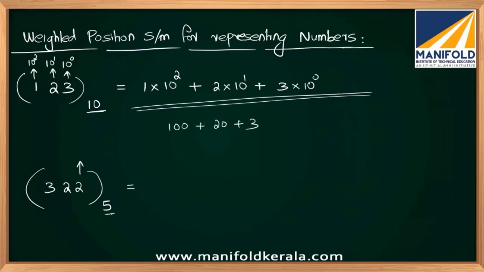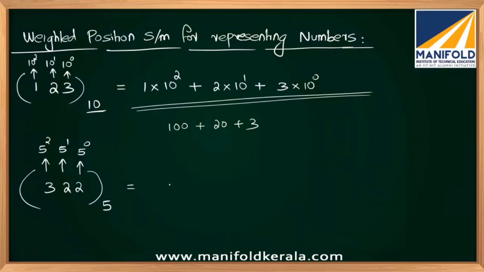If the base was 10, it was 10 raised to 0, then 10 raised to 1. Now what happens if the base is 5? What will be the weight of this particular position? It will be 5 raised to 0. Very good. And what about the next one? It will be 5 raised to 1. And what about the last one? It will be 5 square. So these will be the weights of the positions.